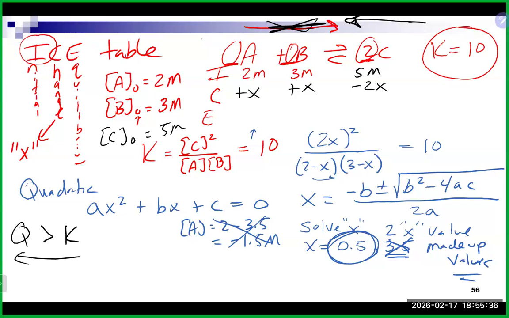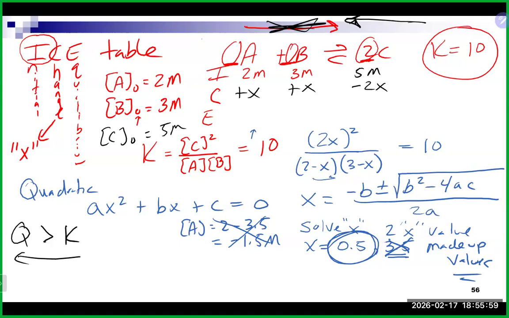Not too often that happens, but you could have an equilibrium problem like this where it's probably a good idea to calculate Q if you do have everybody given to you, just to make sure you're doing your ice table correctly. I would say probably 99 times out of 100, you could probably roll autopilot to the product side, but there are a few times where you might need to calculate Q just to verify.